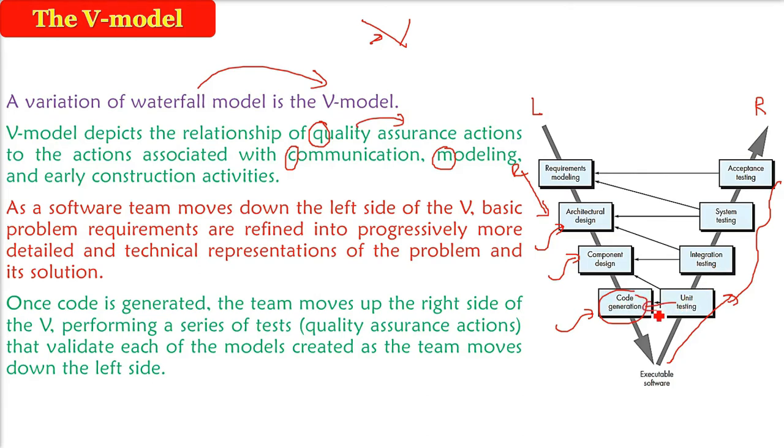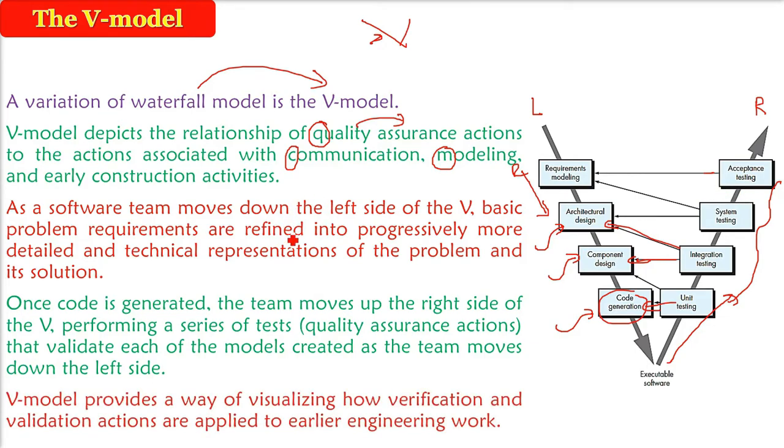For code generation, you can do unit testing, and for component design also you can do unit testing. For architecture and component design, you can do the integration testing. For requirement modeling or architectural design, you can do the system testing. And finally, for the requirement modeling, or whatever requirement is there on the basis of the SRS, you can do the acceptance testing. So while you're coming down, you're making the software. While you're going up, you are checking the software. So this is all about verification and validation.